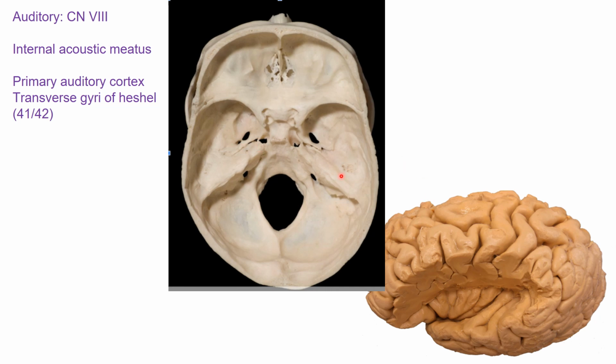And then we also are just going to point out our auditory cortex real quick. Here are your transverse gyri of Heschl. We've removed this temporal lobe, pulled it up so you can kind of see your insula area almost. Here are your transverse gyri of Heschl, 41 and 42.